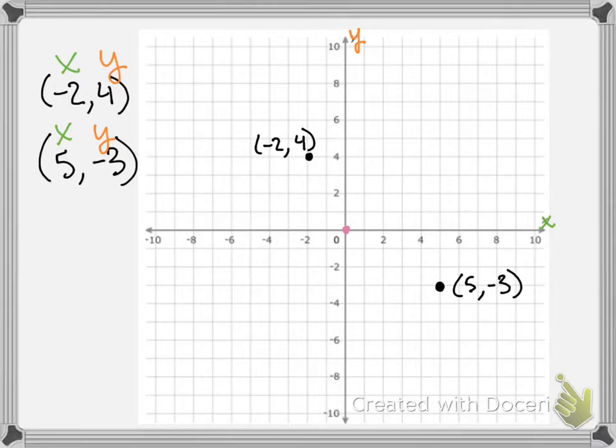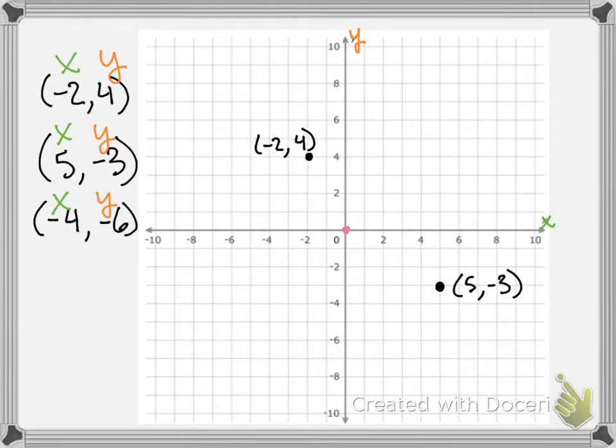Okay, what happens when both of our numbers are negative? Where do we think that point is going to go? Let's try -4, -6. As usual, we're going to label our point. So x is our first number and y is our second number.